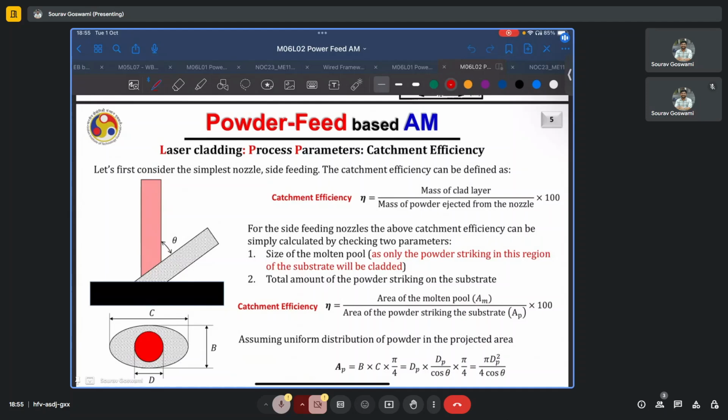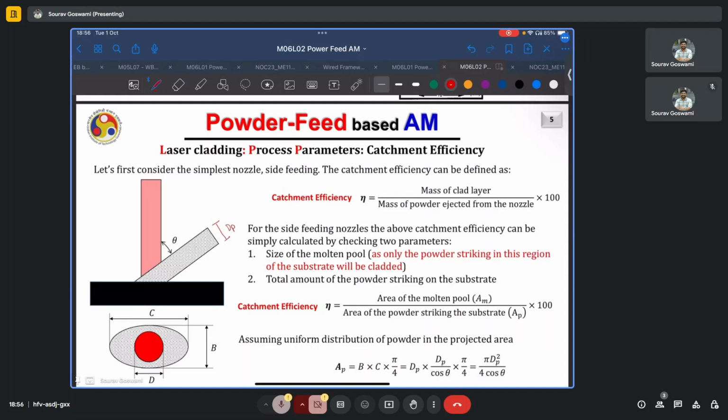Now, if we assume uniform distribution of powder in the projected area, typically you would assume a Gaussian-like distribution, but just for the sake of simplicity, it has been assumed constant. Then the area of the powder striking the substrate, as we can see here, is B cross C cross pi by 4 or pi by 4 AB because it's an ellipse, which gives us this expression pi dp square by 4 cos theta. dp here is the diameter of this powder stream.